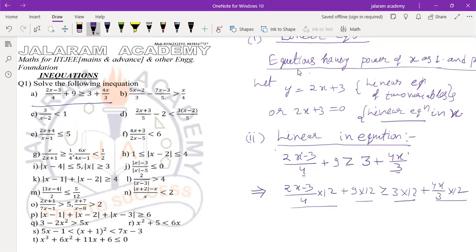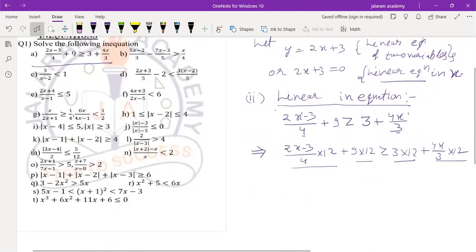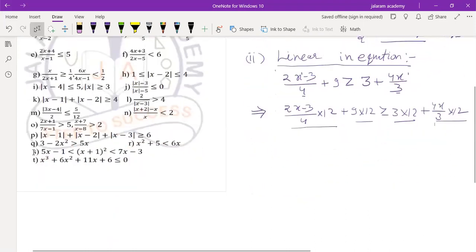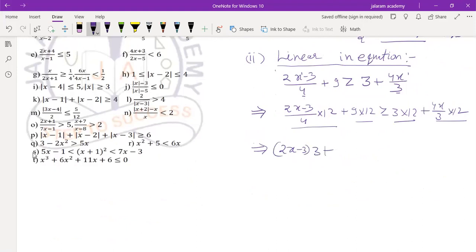Yes, sir. We multiply all the terms with 12, that is, with the LCM of the denominators of all the terms. Then 4 3s are 12, 12 will be cancelled out. So 2x minus 3 into 4 3s are 12, plus 12 9s are 108, is greater than or equal to 12 3s are 36 plus 3 4s are 12 and 4 4s are 16x. Is that clear to you? Any doubt in any step? Is there any doubt to anyone in any step till now? No, sir.